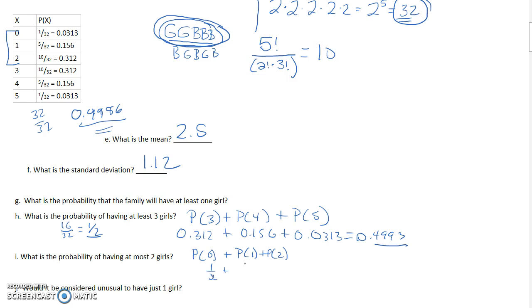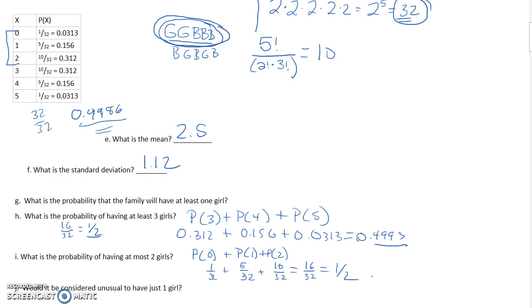Having 1 girl is 5 out of 32. And the probability of having 2 girls is 10 out of 32. When we add fractions, since these all have a common denominator, we add the numbers on top. 1 plus 5 is 6, plus 10 is 16 out of 32, which is 1/2.